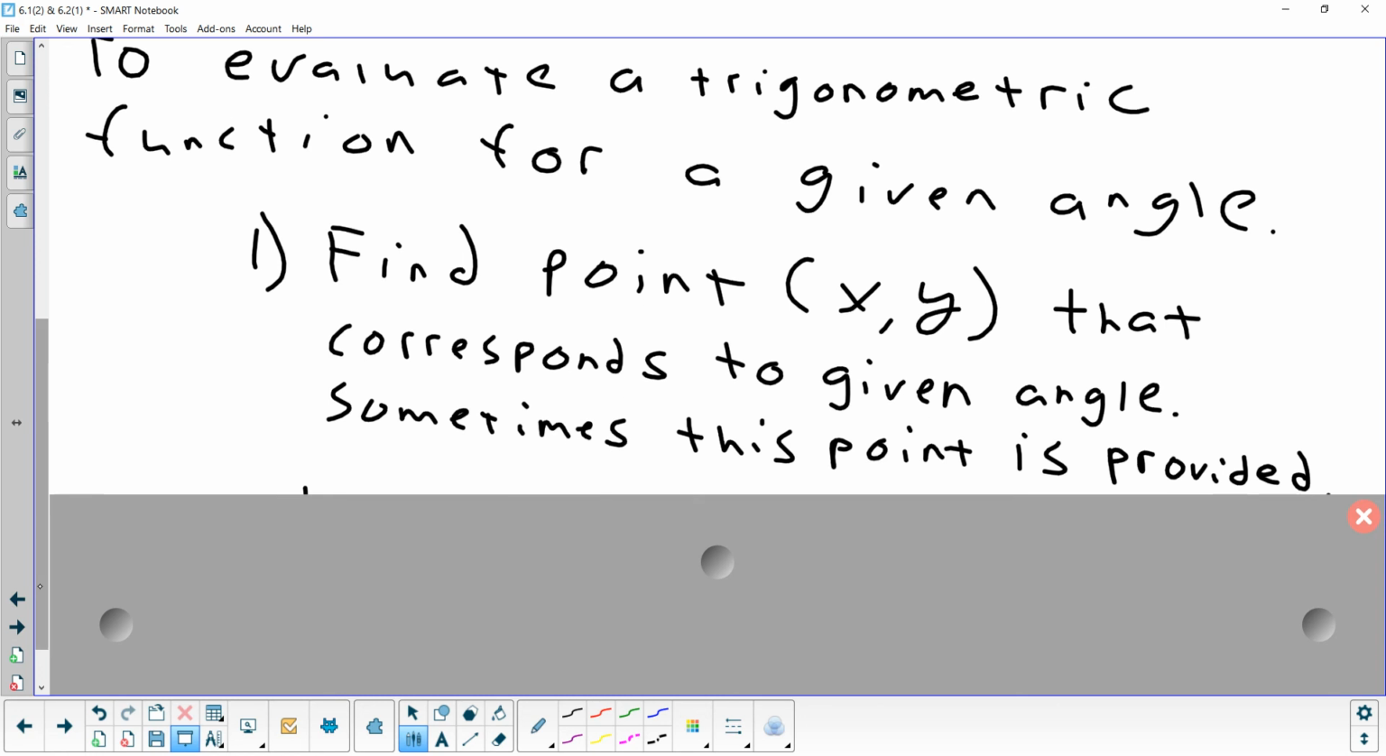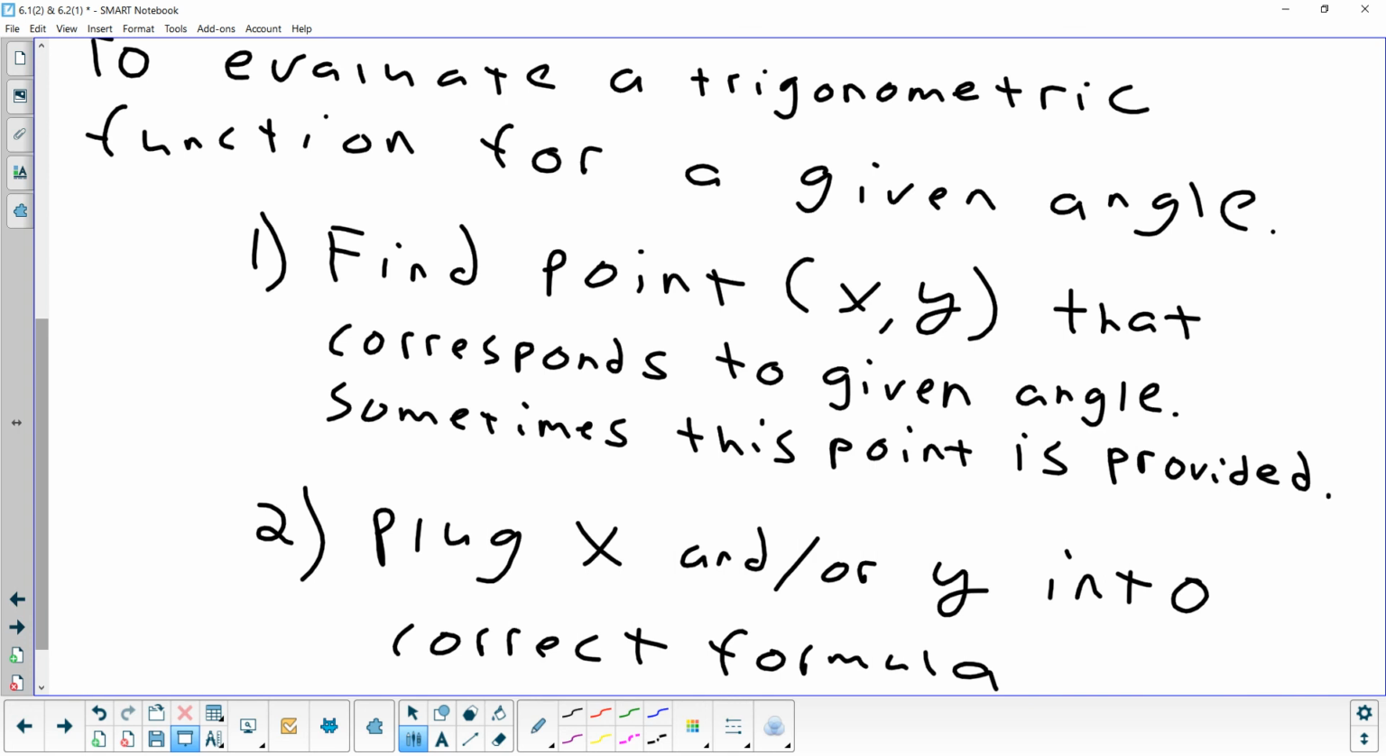So step 1, find the coordinate if it's not given. Step 2, plug the coordinate into the correct formula. Which formula? It depends on what you're finding. If you're finding sine, you use the y. If you're finding cosine, you use the x.